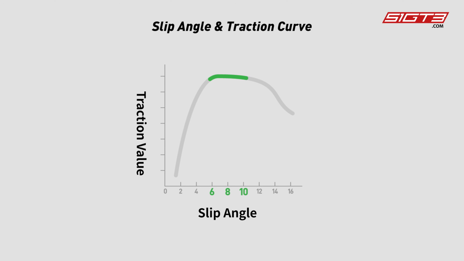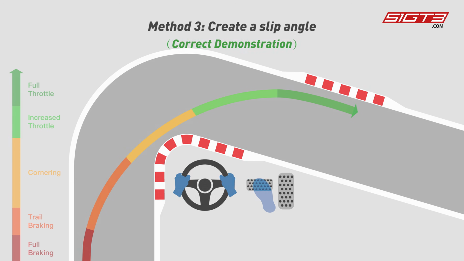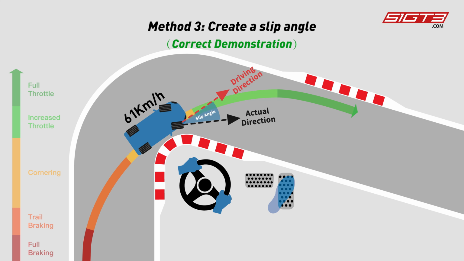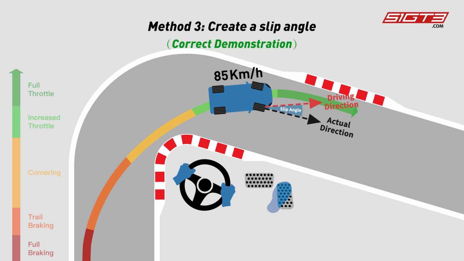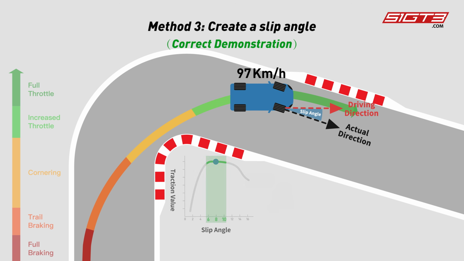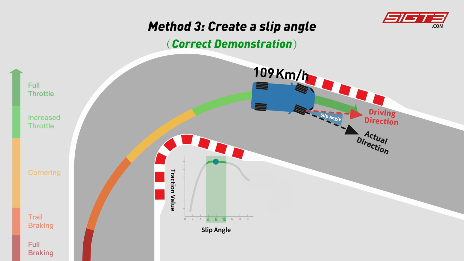According to this graph, the maximum traction force is obtained when the reference value of the slip angle is between 6 and 10 degrees. What we need to do is to control the steering wheel to create a suitable slip angle when the steering wheel is ready to return and the car is ready to accelerate after cornering. That's when the tires have the most traction. This means that there is also the most grip available for acceleration, so the car can exit corners faster.